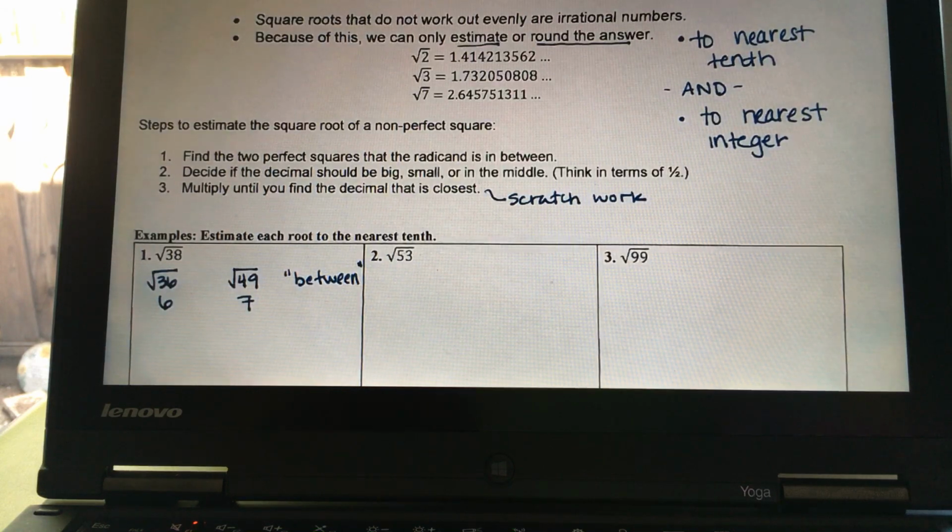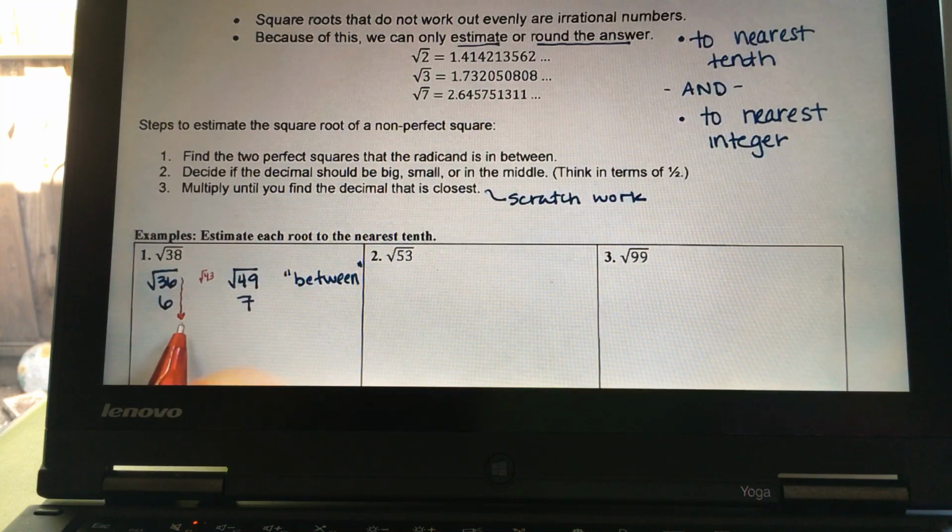Okay, so now I'm going to take a look. The square root of 38, is that exactly in the middle of 36 and 49? Well, let's see. The difference between those is 13, so the middle would be about 42.5, the square root of 43 would be about in the middle. Square root of 38 is actually pretty darn close to 36.